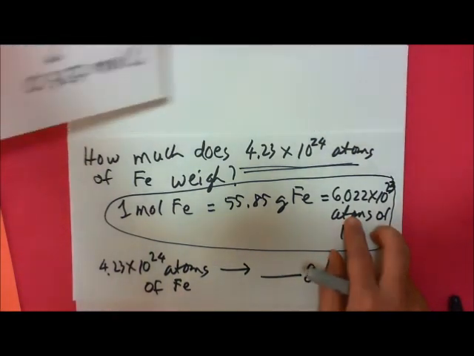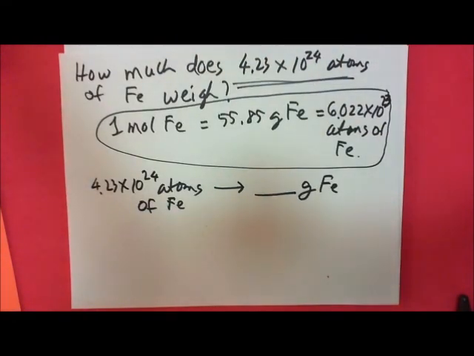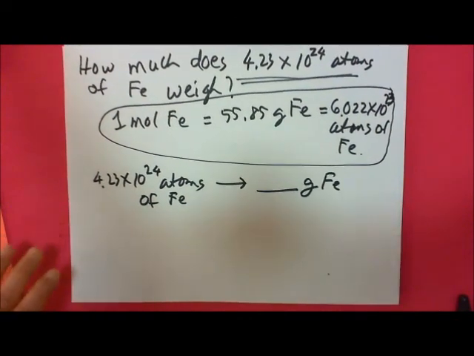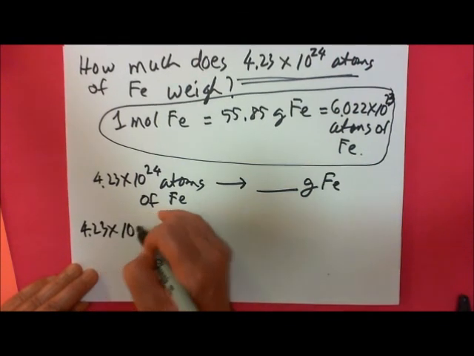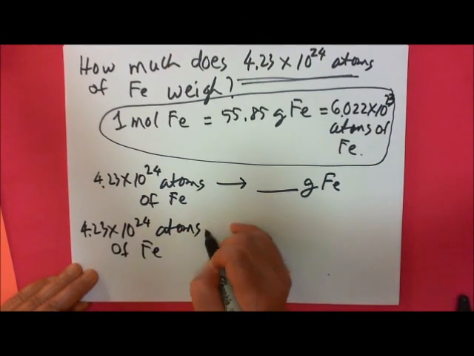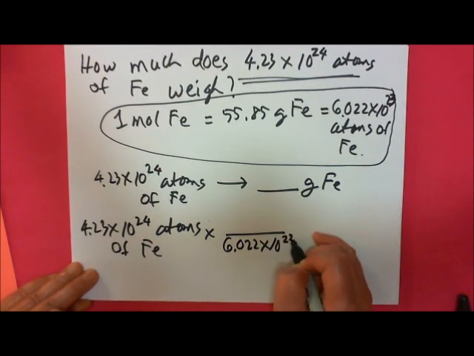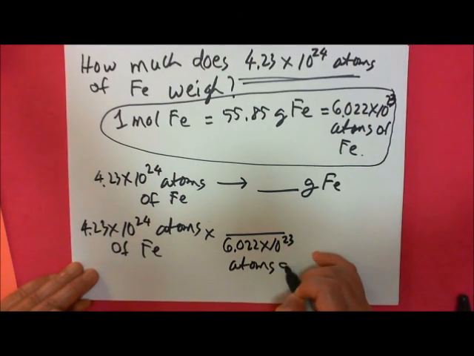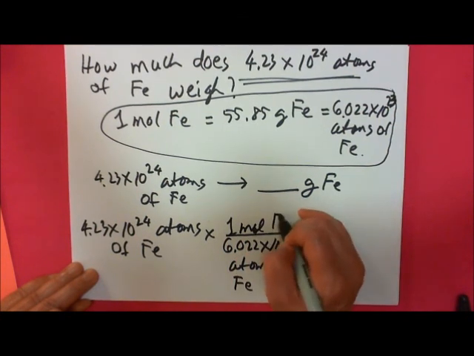Alright, so I've got a couple of conversion factors there that I can use. And so I'm going to sequentially put in the conversion factors. So I've got 4.23 times 10 to the 24th atoms of iron times, and then I can say that in 1 mole of iron, I have 6.022 times 10 to the 23rd atoms of iron in 1 mole of iron.